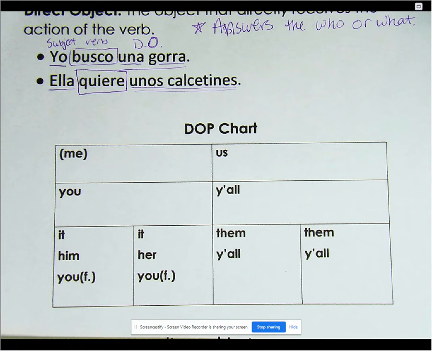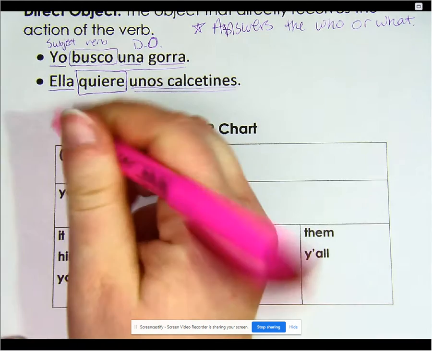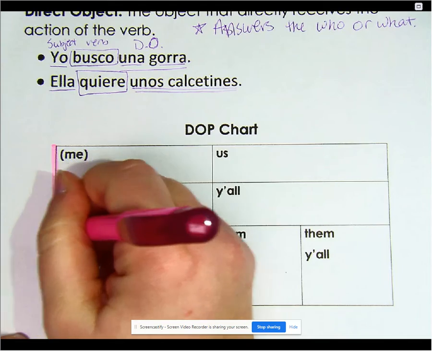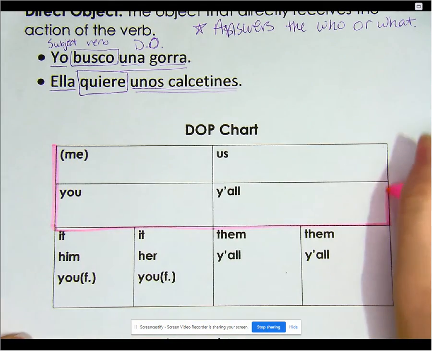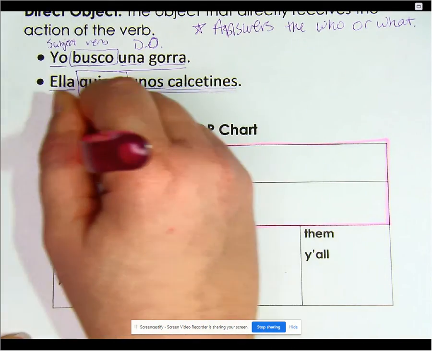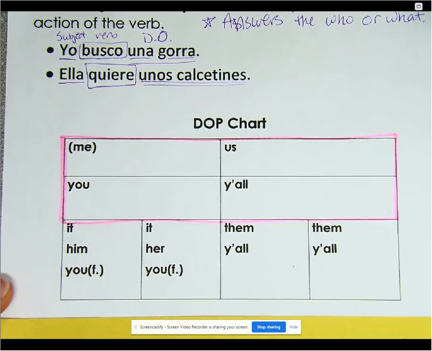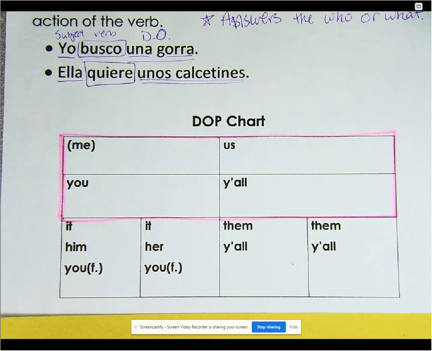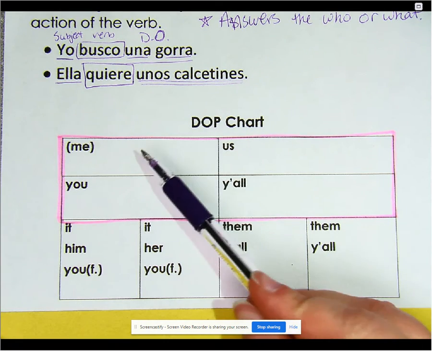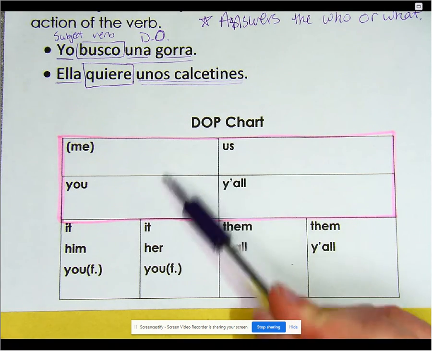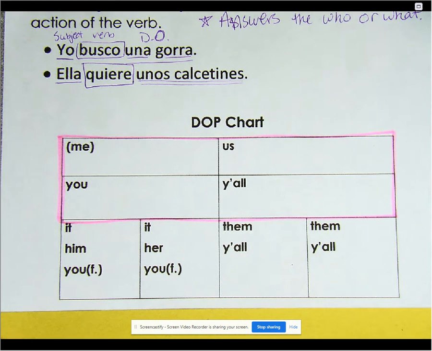Okay, great. So our direct object pronoun chart. We're going to talk about the top 4 boxes first, because these are technically object pronouns. When we learned the Gustari formula, we learned all of the indirect object pronouns, and we'll circle back to those in our next unit. So our direct object pronouns, these top 4 object pronouns are going to be the exact same as our indirect object pronouns.